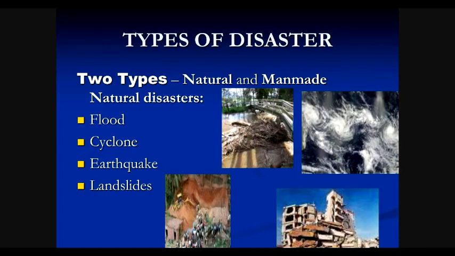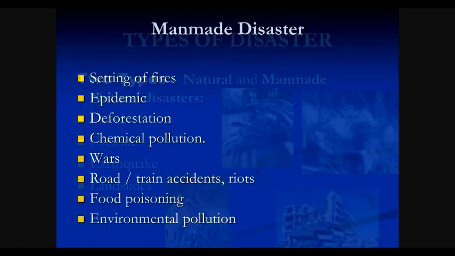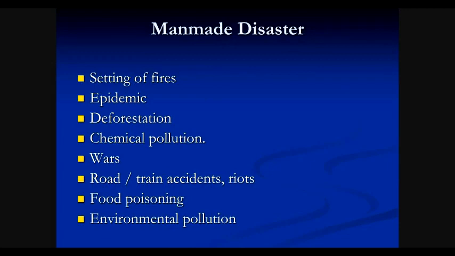Now, types of disaster. There are two types of disaster, natural and man-made. Natural disasters include flood, cyclone, earthquake, and landslide, whereas man-made disasters include setting of fires, epidemic, deforestation, chemical pollution, war, road and train accidents, riots, food poisoning, and environmental pollution.